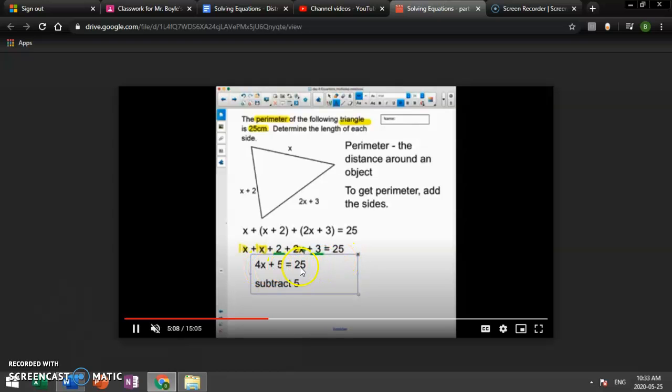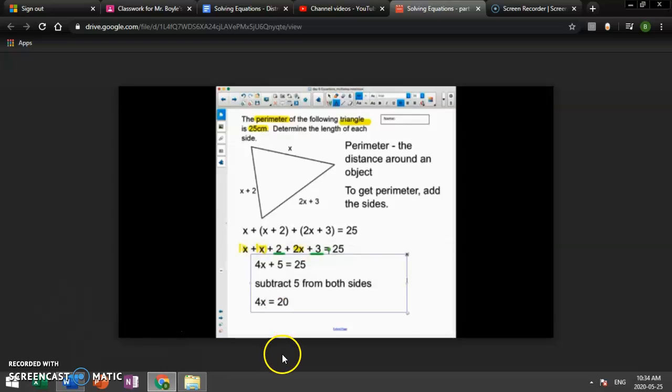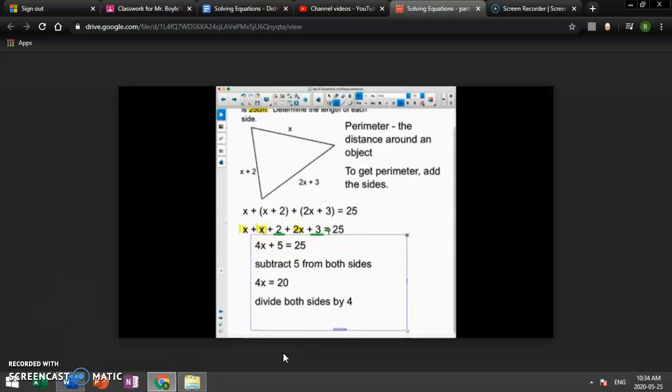Then you know how to solve a question from there. We subtract 5 from both sides. 4x equals 20 if you do that. And then you divide both sides by 4 to get x by itself. x equals 20 divided by 4, and that equals 5. x equals 5. And then it wants us to determine the length of each side.